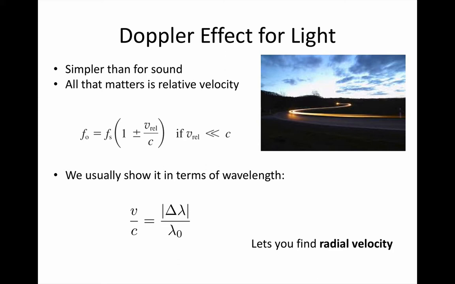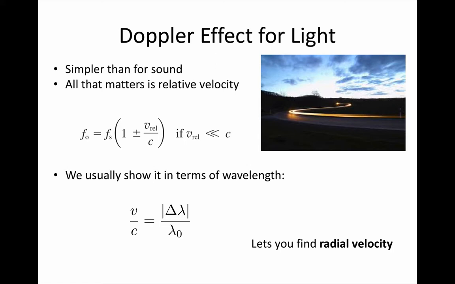In the equation, the frequency that the observer sees is the frequency given out by the source times 1 plus or minus their relative velocity over c. And so we use the plus sign if the source is coming closer to the detector, and that means its frequency will be greater. But if it is receding, then we use the minus sign because the frequency is lower.